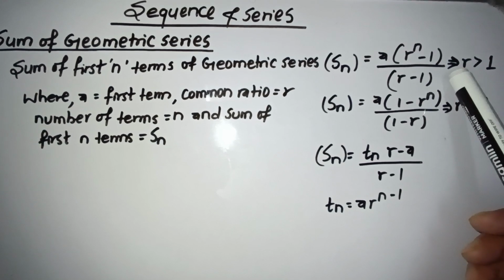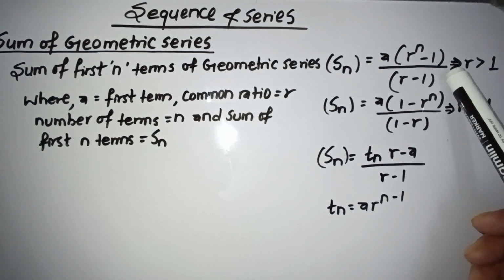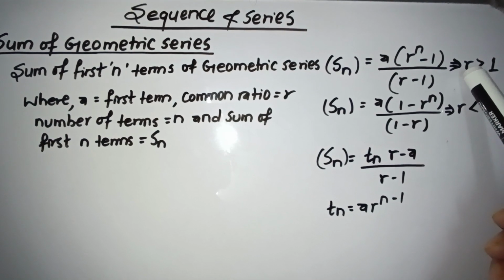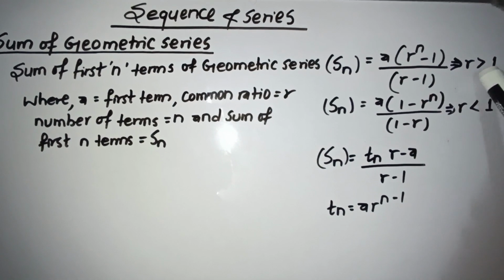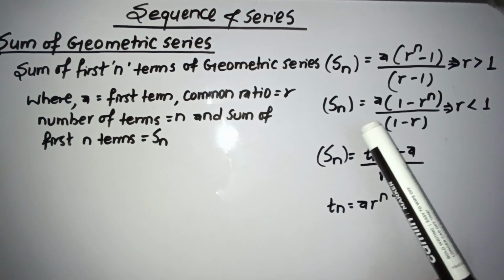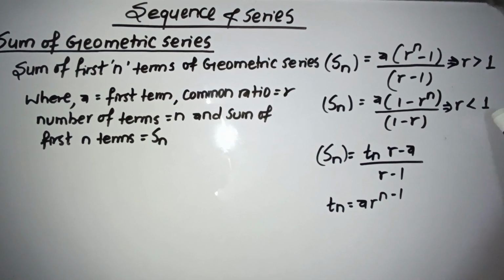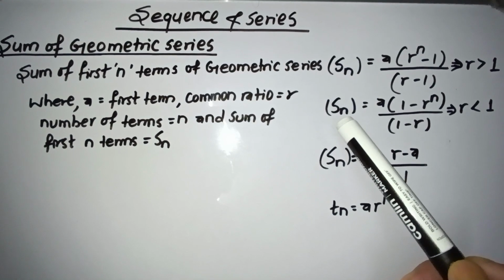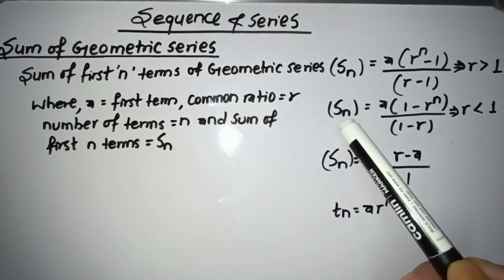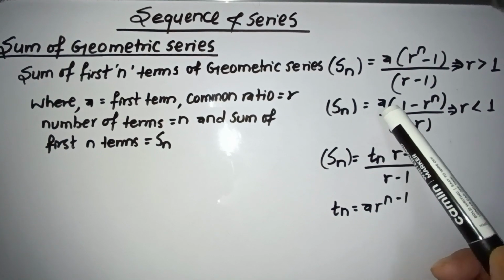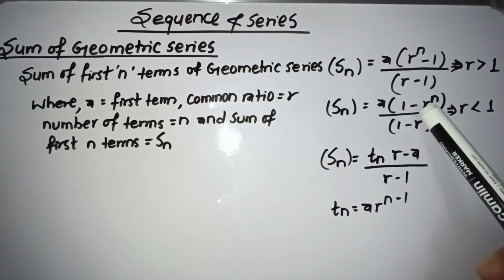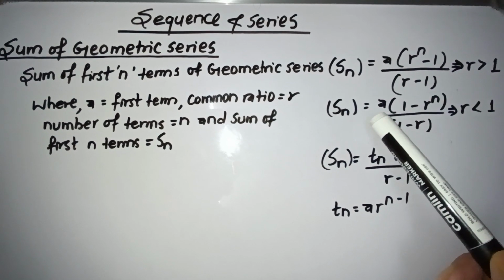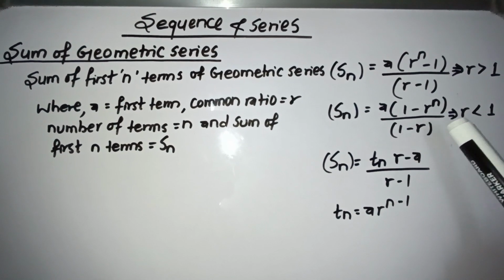This formula is implemented when the value of r, that is the common ratio, is greater than 1. If the common ratio is less than 1, then we use another formula to calculate the sum of n terms of a geometric series, that is Sn is equal to a(1 - r^n) divided by 1 - r.